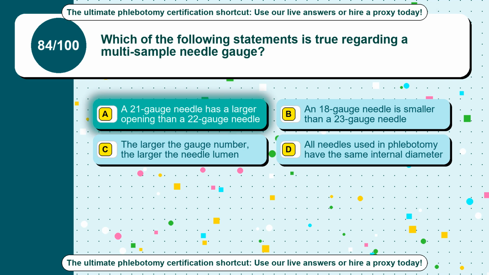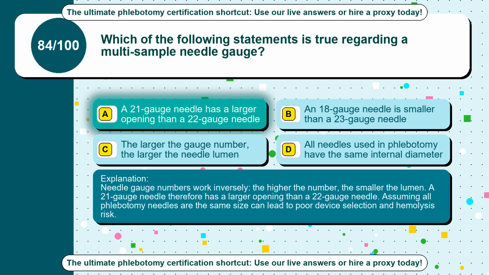The correct answer is option A, 21 gauge needle has a larger opening than a 22 gauge needle. Needle gauge numbers work inversely, the higher the number, the smaller the lumen. A 21 gauge needle therefore has a larger opening than a 22 gauge needle.